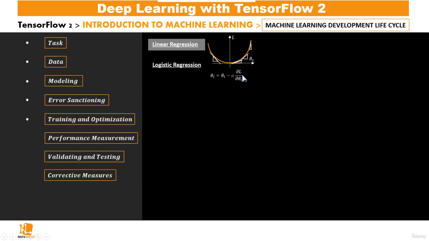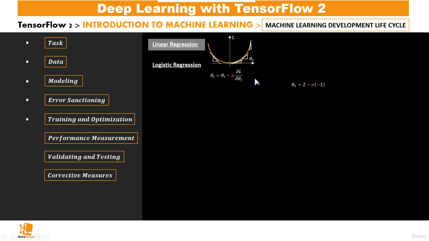Now suppose we were at this point. If we are at this point, the tangent gives us a negative slope. So if we're at this point with a negative slope, we have alpha, which is a positive number, times a negative number, so positive times negative gives negative. Then we have theta I minus a negative number, which gives us theta I plus that number.